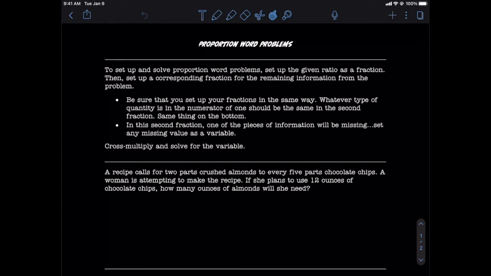So, when we go to set up our second fraction, our corresponding fraction, we want to make sure that relationship holds. We want to make sure that the blue cars go in the top and however many red cars we have goes in the bottom. Understand, however, that in your second fraction, you're not going to know all the information. That's kind of the point of the whole problem. So, wherever you don't know what the value is, just replace it with a variable. Let's take a look at this first example here to figure out what I'm talking about.